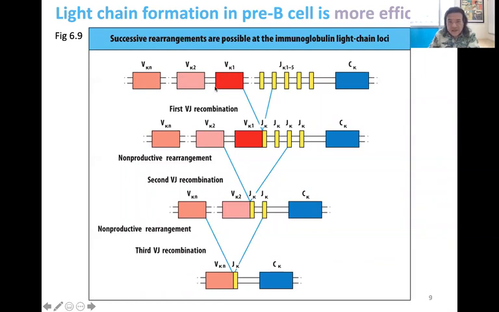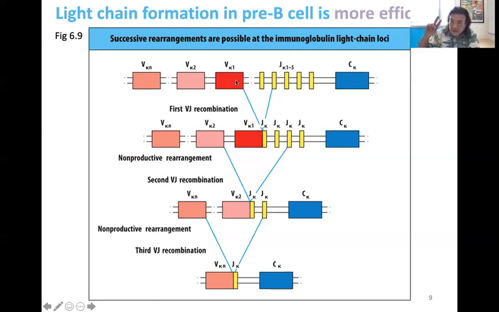So let's look at this kind of scenario here. You have several V blocks to choose from. As we learned, there's maybe like 30, 35 different red blocks to choose from. And in this case, the cartoon is showing 5 different J blocks to choose from. Let's say that in this particular developing B cell, the oven mitt chooses variable block kappa 1, because this is the kappa light chain loci.